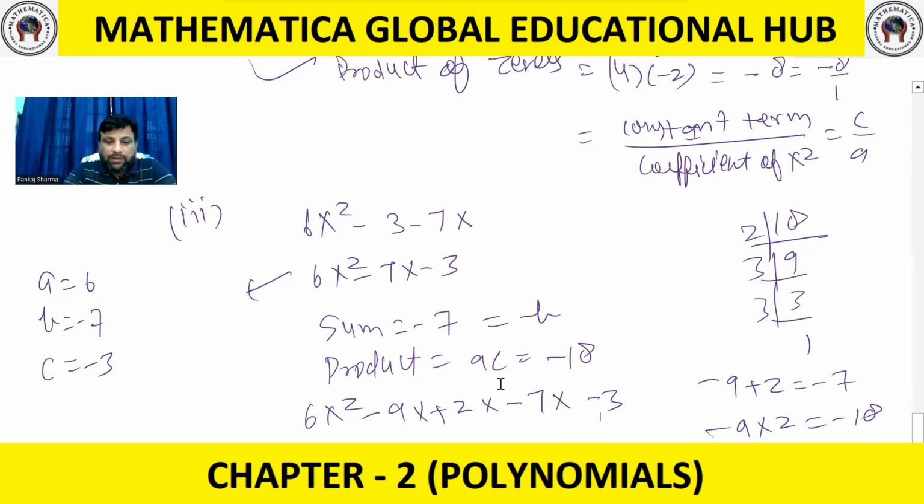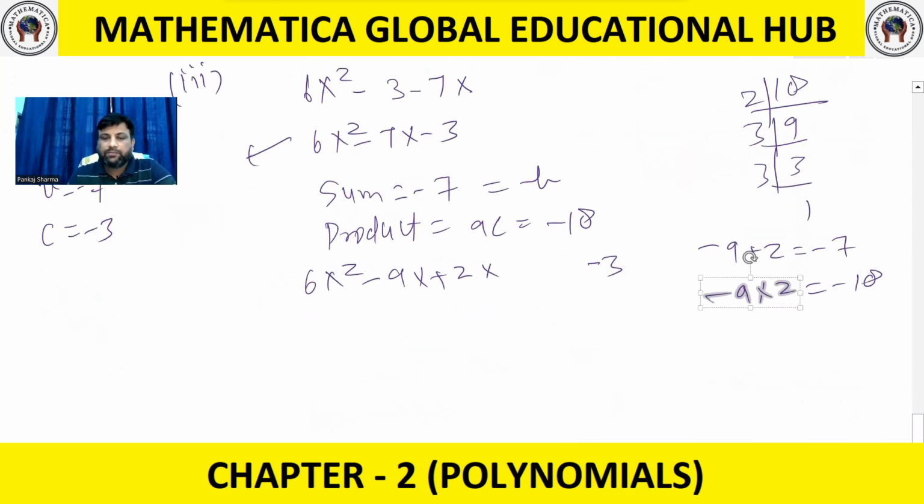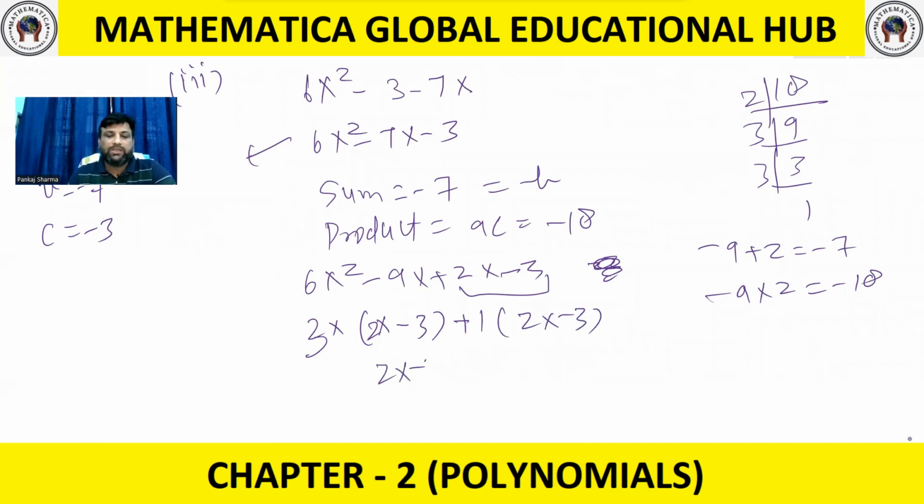Here, yes, here it should be only minus 3. So here you can see between these two terms, 3x is common. So we can take 3x common. So it will be what? 2x minus 3. And here between the terms, 1 is common, so we can say that 2x minus 3. So 2x minus 3, we can take common from all, and 3x plus 1.